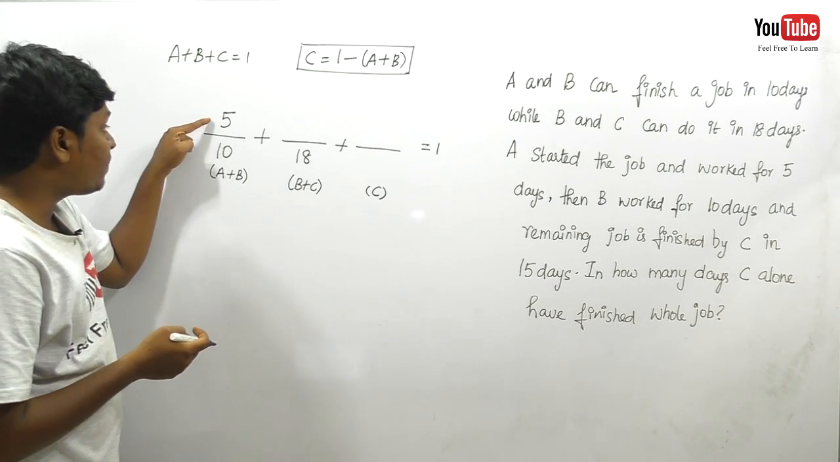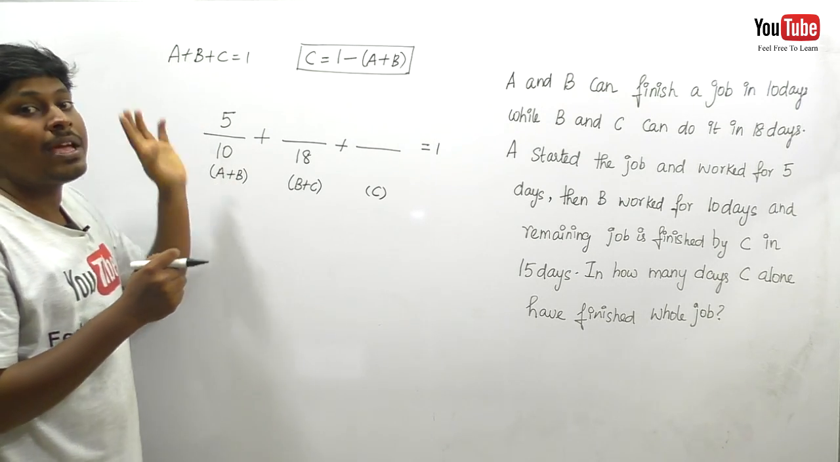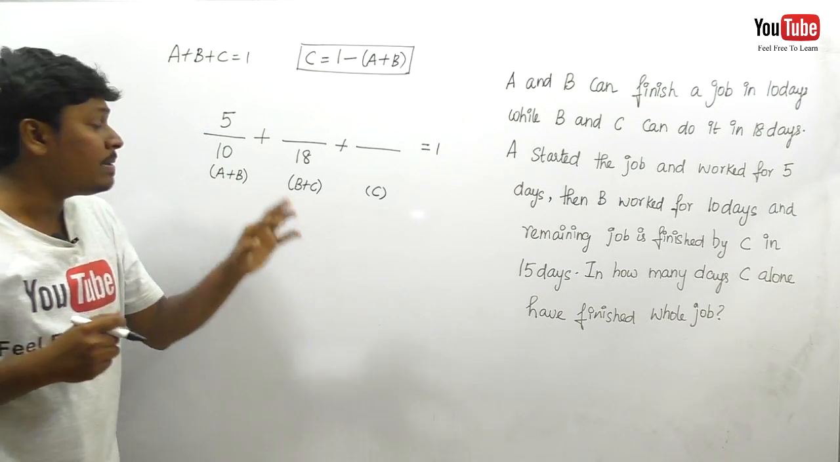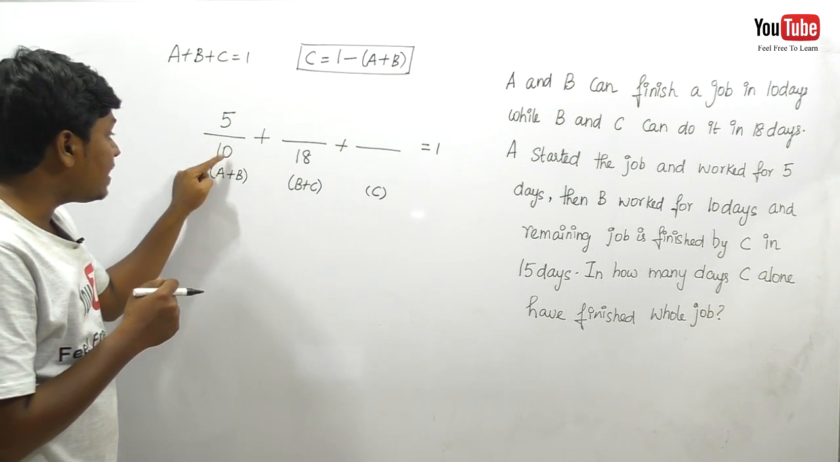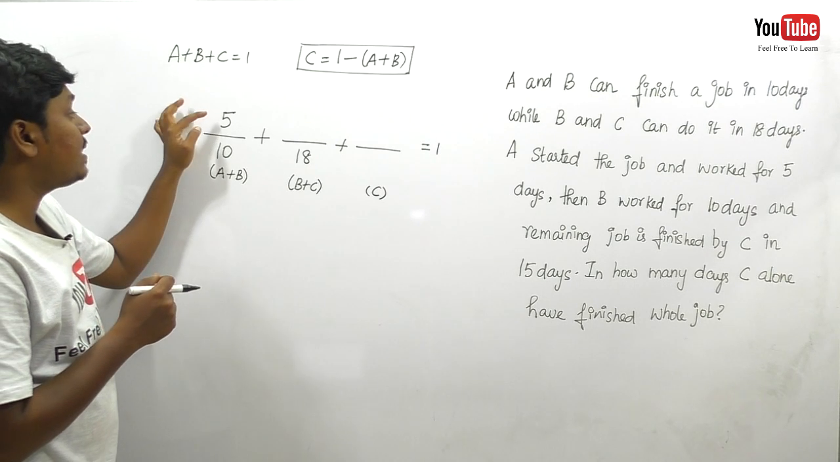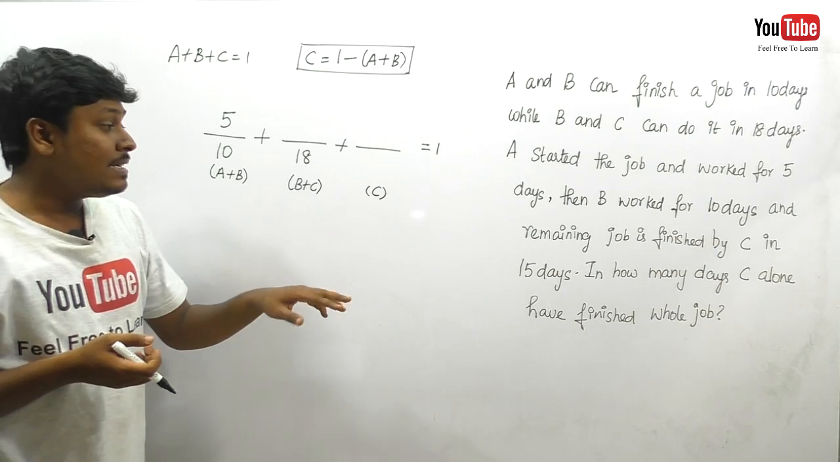Friends, if I put 5 here, this means that A is working for 5 days and B is also working for 5 days. Friends, clear on the concept? If I put 5 here, A is working for 5 days, and inside this 10 days where both the persons are working, I can say that A is working for 5 days and B is also working for 5 days. See the next line, friends.